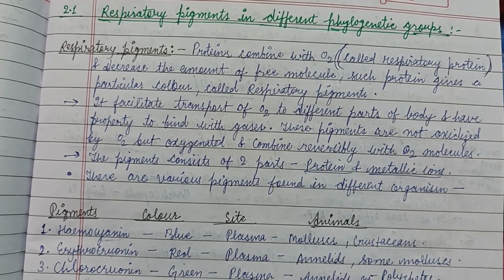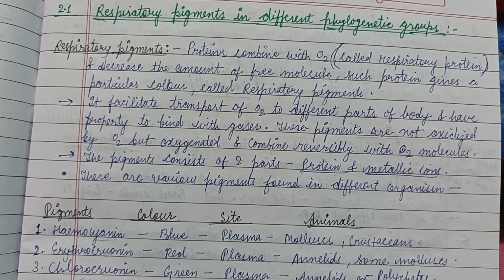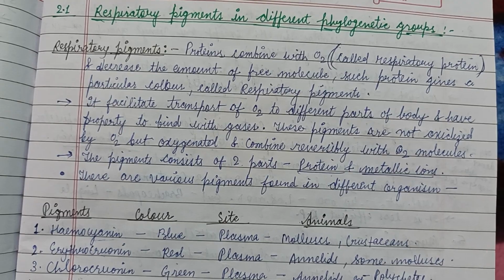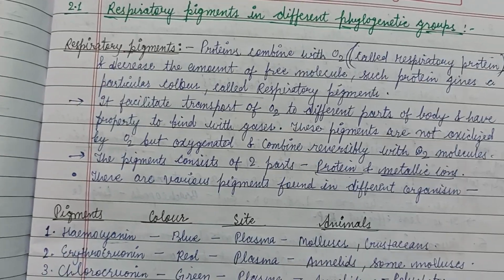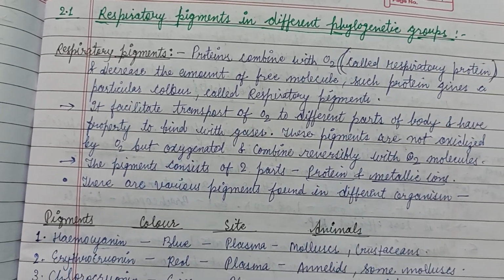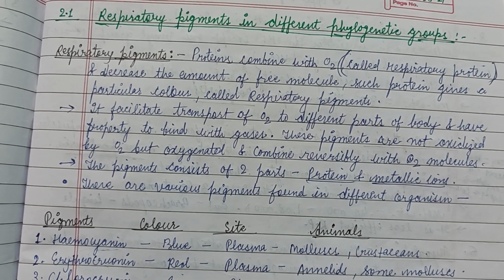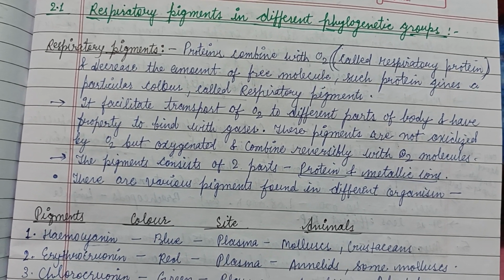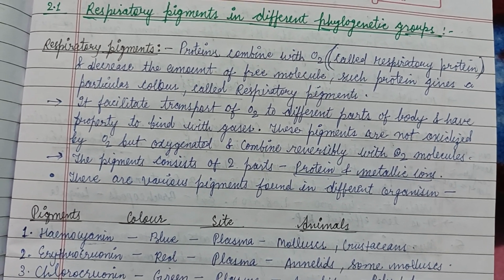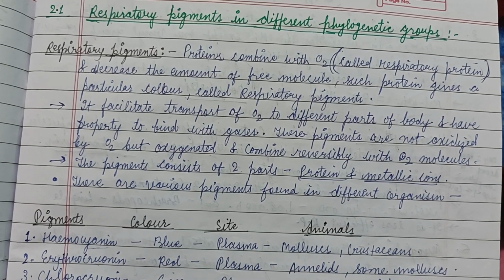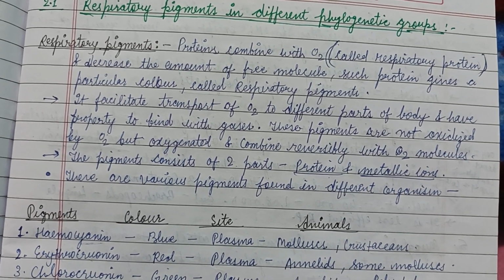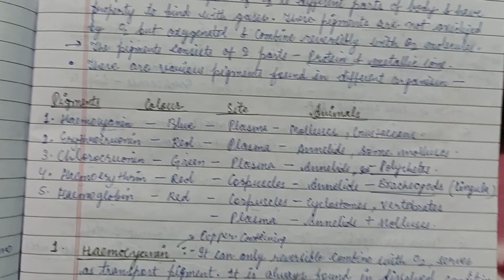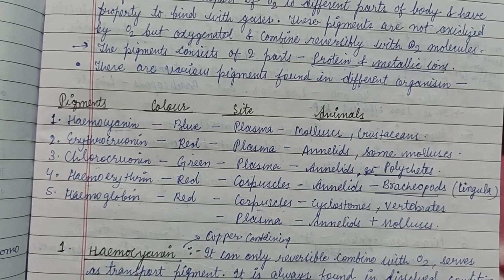Friends, today we are going to see what the respiratory pigments are and what the types of respiratory pigments are. Pigments are basically proteins combined with oxygen to form a respiratory protein, and they give a particular color, so they are called respiratory pigments. They generally consist of two parts, that is a protein and a metallic ion. We are going to see the different types of pigments.